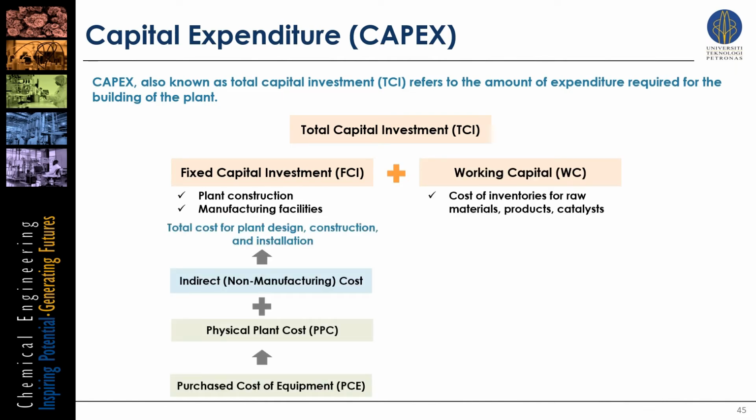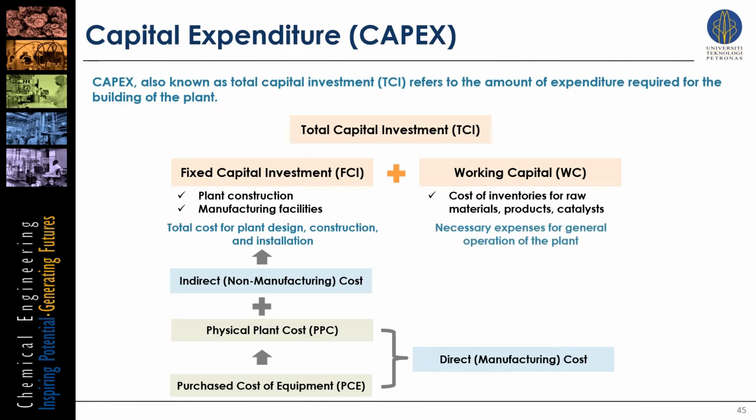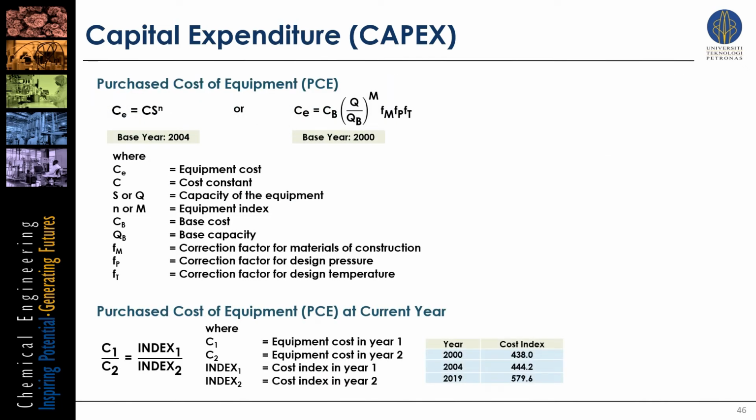FCI deals with the costs involved in constructing and equipping the plant with process equipment and facilities, which involves manufacturing and non-manufacturing costs. Working capital, on the other hand, involves the necessary expenses for general operation of the plant. All major and minor equipment in the plant will be estimated for its purchased cost using these two equations. Since these equations are based on year 2004 as well as year 2000, the cost index method can be utilized in order to obtain the current cost.